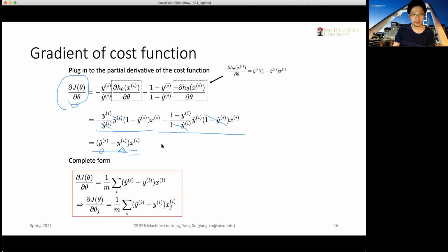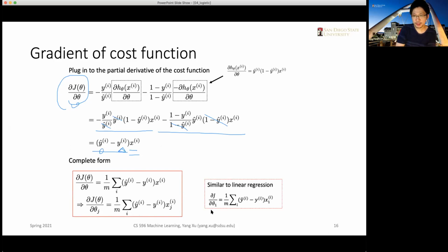The above form is the form without using the sigma operator. The complete form should sum up all the data instances and normalize by m. So if we put them all together, the complete gradient will look like this.